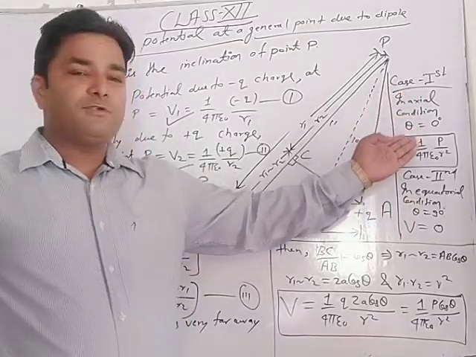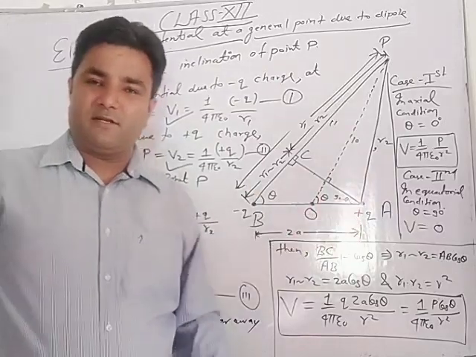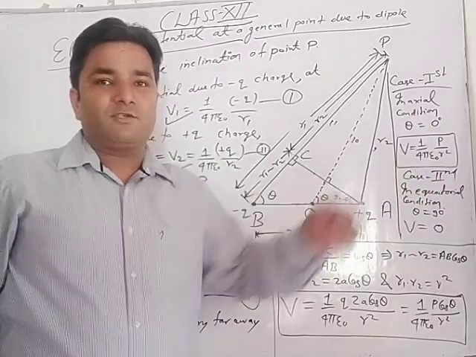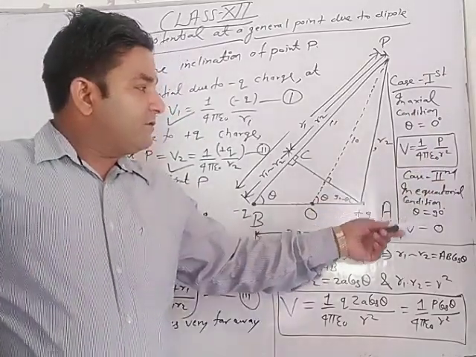And after this complete derivation, we will generalize in two cases. Number one, when theta is equal to 0 degree, axial condition, when the point lies on the axial line of the dipole, then the potential will be 1 upon 4 pi epsilon naught, P upon R square. And whenever the point lies on the equatorial bisector, then the potential will be 0.